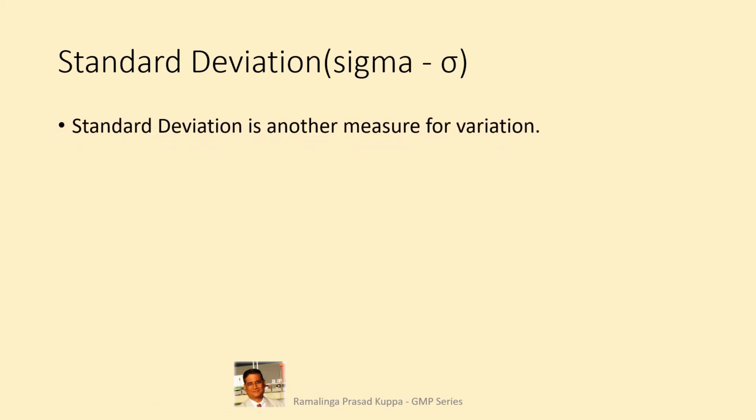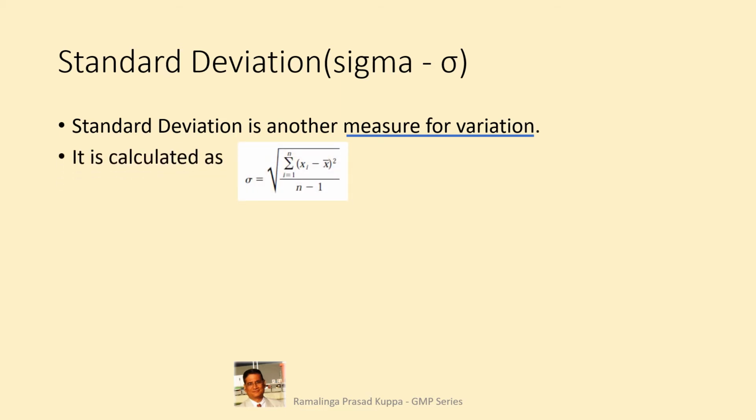Standard deviation is another measure for variation. It is calculated by this formula. Let us see what is standard deviation. As told, it is another measure of variation. Here also, your Excel spreadsheet will help to do this for you. But for fun, you can try once or twice.